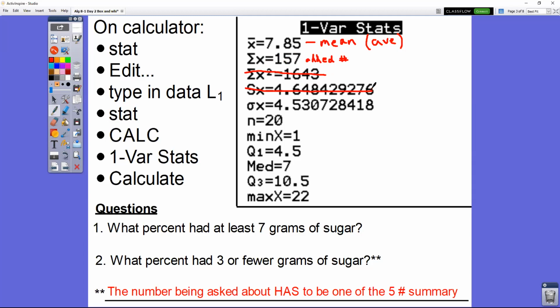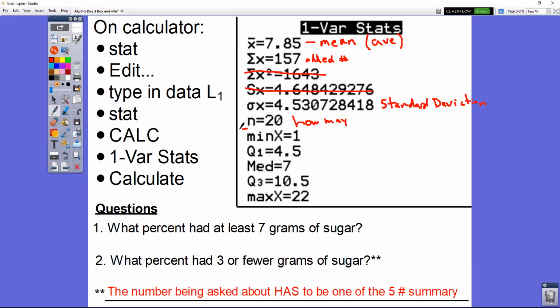Remember, these calculators are used for a lot of different things. This symbol you'll definitely need later on in the chapter. This is standard deviation. That's actually a section later on in the chapter. All right, this is the standard deviation. Then we have how many there were. There were 20 values that we typed in.